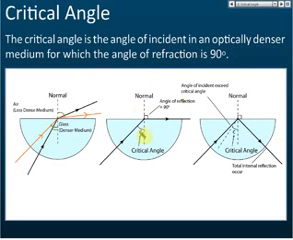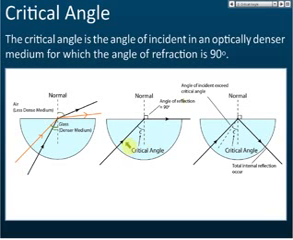It must be inside the optically denser medium. It cannot be less dense, because if the light ray is from less dense to denser, then there is no critical angle. It must be denser to less dense, then only you have a critical angle. So the angle of incidence in an optically denser medium where the angle of refraction becomes 90 degrees, that is the critical angle.